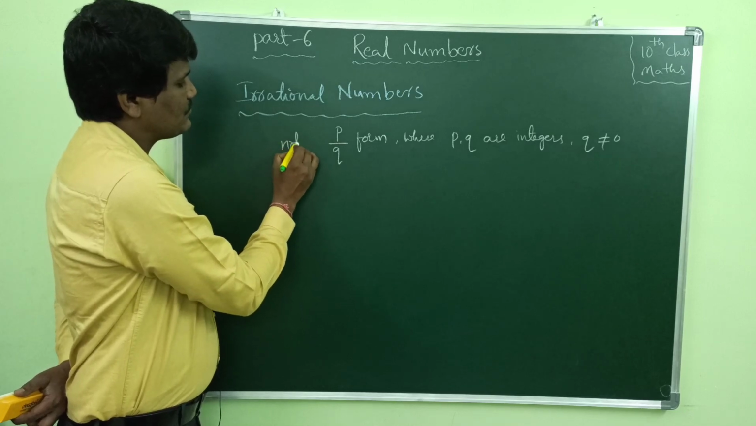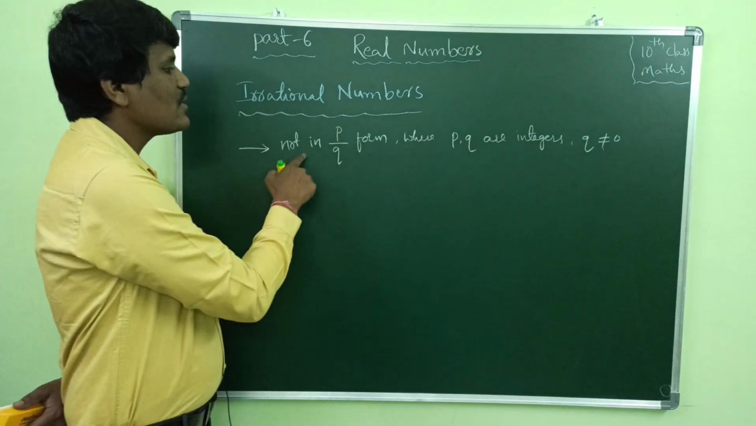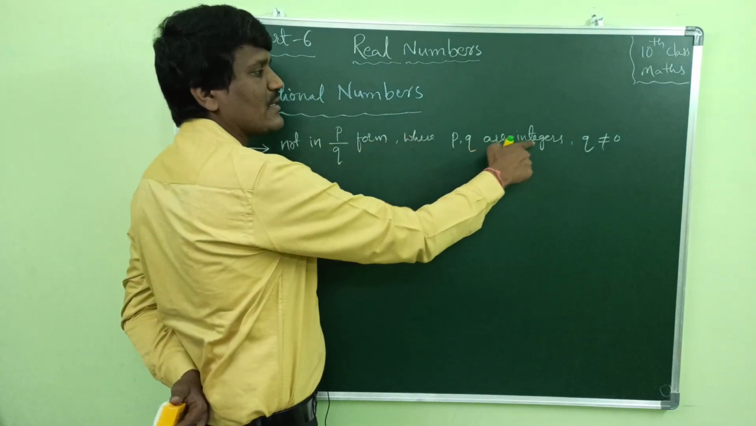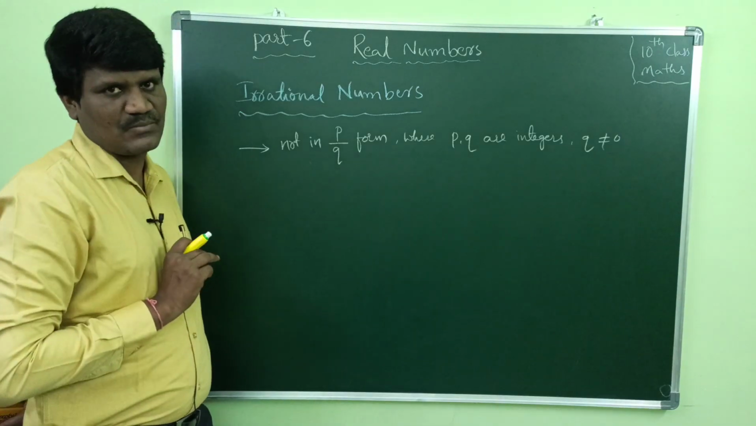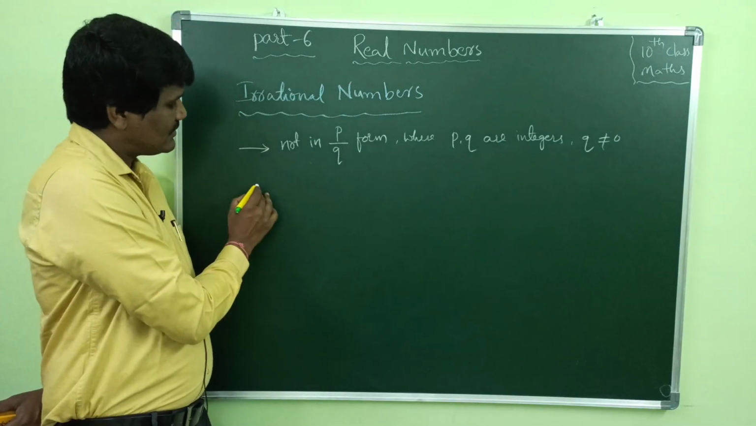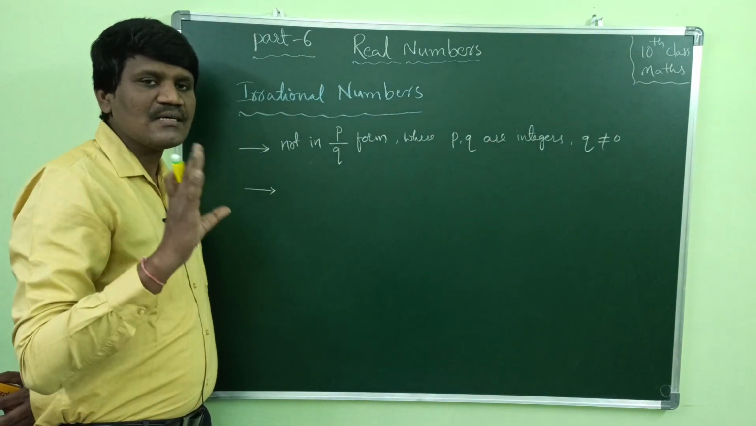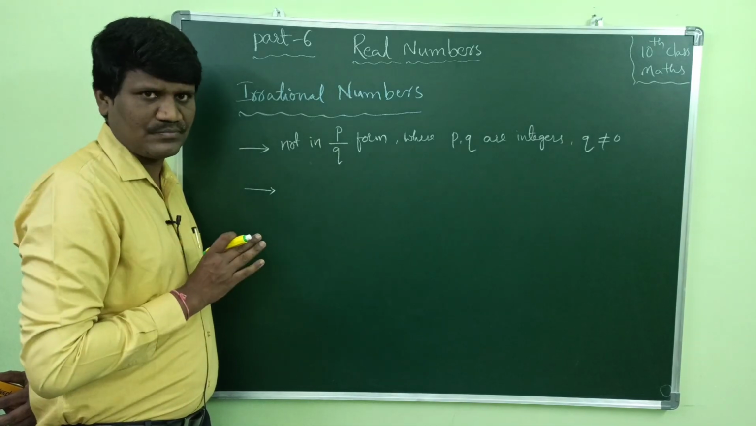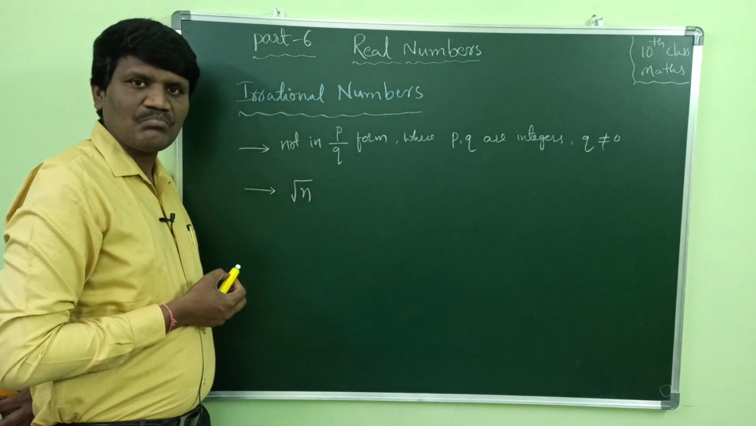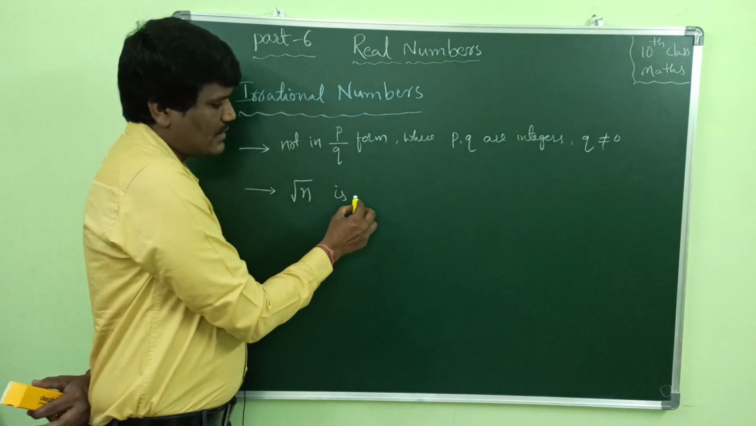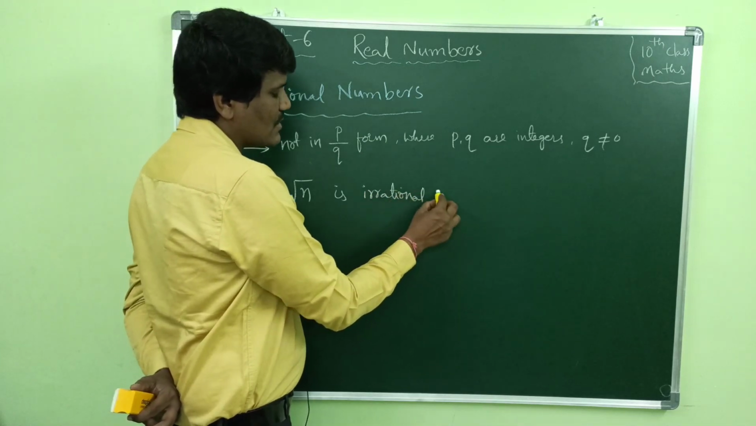The numbers not in p by q form, where p comma q are integers and q is not equal to 0, are called irrational numbers, right? And the second representation of irrational numbers is in the square root form or root form. So if you observe this, root n is an irrational number. Root n is an irrational number.